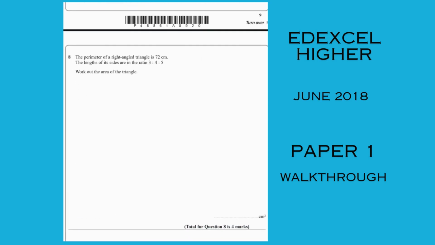Number 8. So it's a weird way of basically saying share 72 in the ratio of 3 to 4 to 5. That's your first idea. So that means there's 3 sides, but there's 12 shares. Each share's worth 6. So let's multiply each of these sides by 6 and 30.